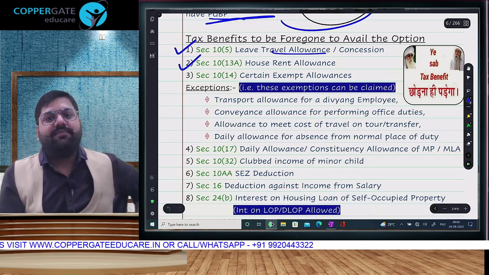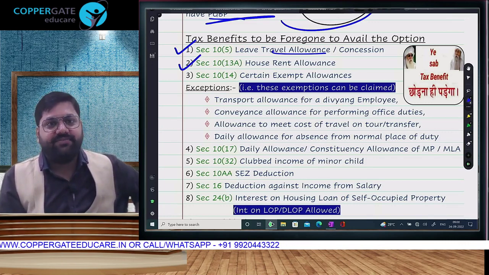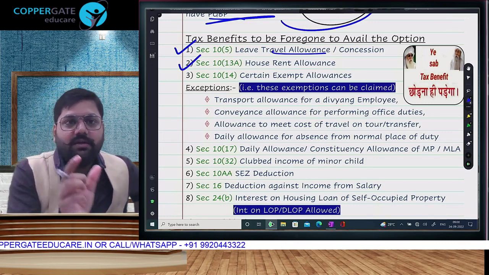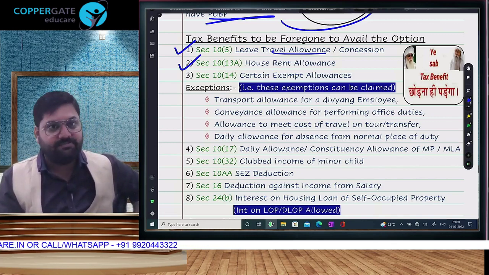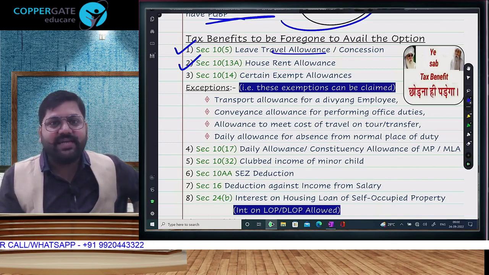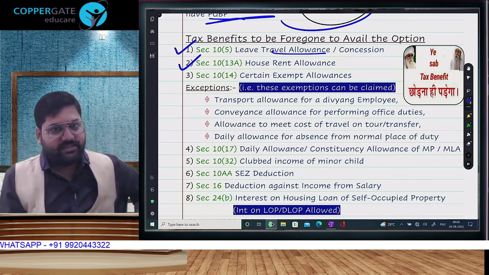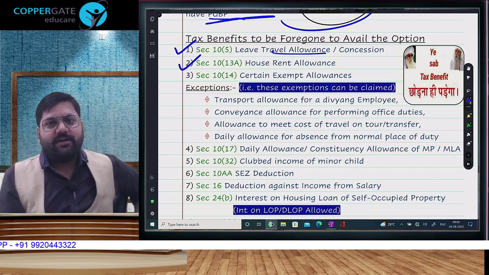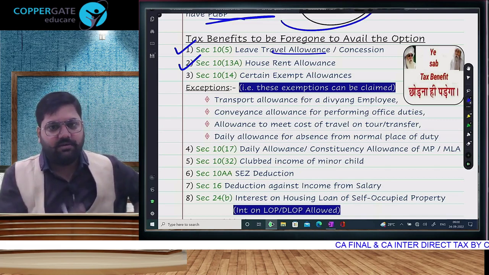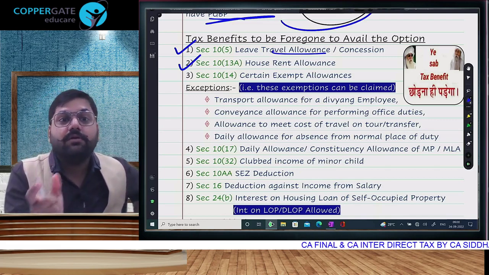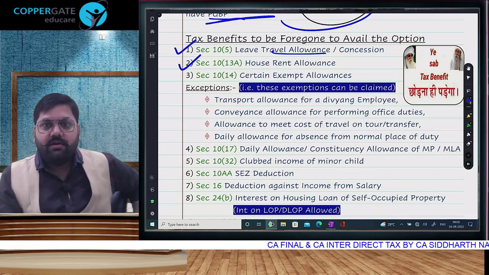10(13A): whenever you are living in a rented house, your boss gives you house rent allowance. That is an amount received from your boss. From that we are eligible for an exemption. Sir, what is that exemption? Actual HRA received, or 40% of salary, 50% of salary in Mumbai, Chennai, Delhi, Kolkata, metro cities, 40% of salary in other places, or the third limit, rent paid minus 10% of salary, whichever is lowest is your exemption. That's the calculation given in 10(13A).